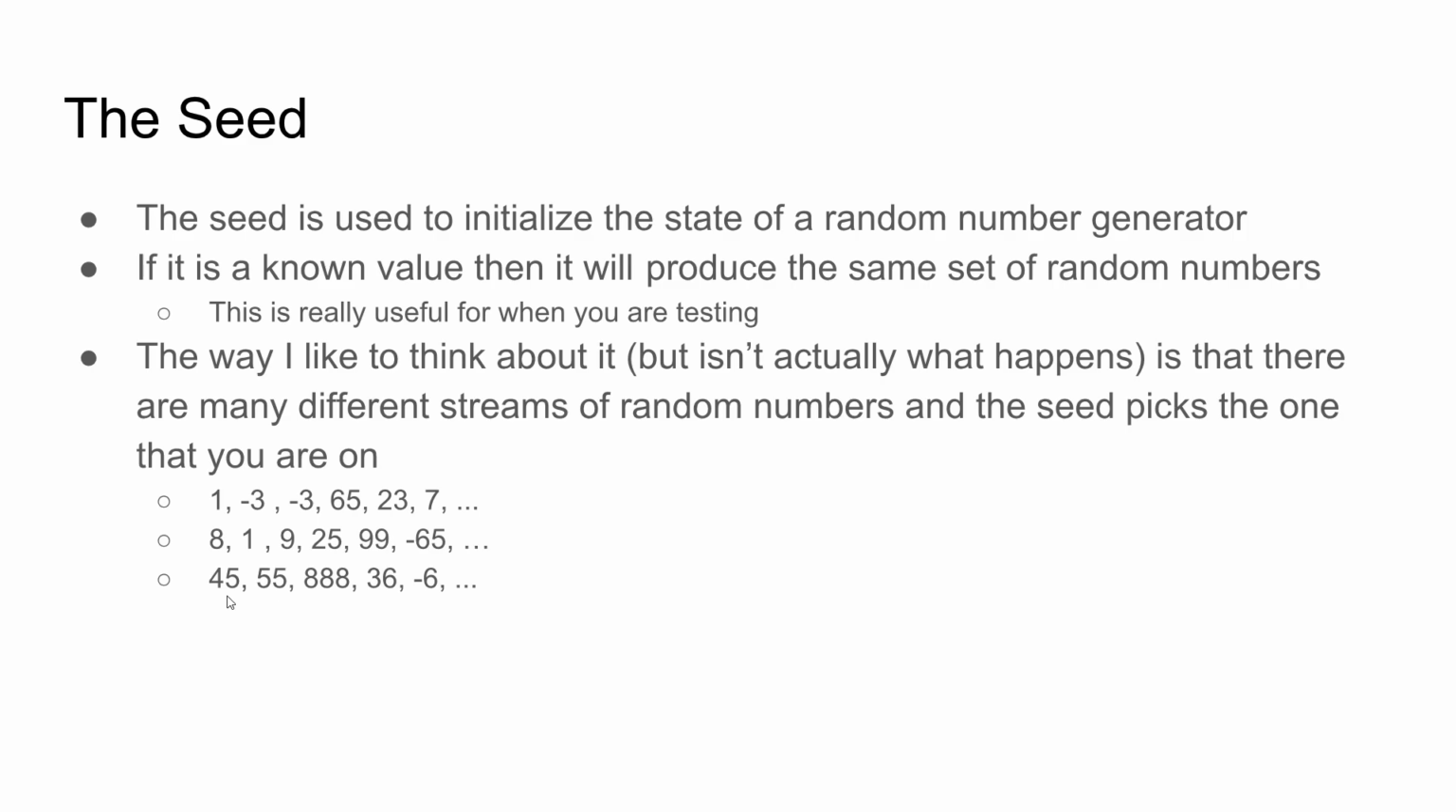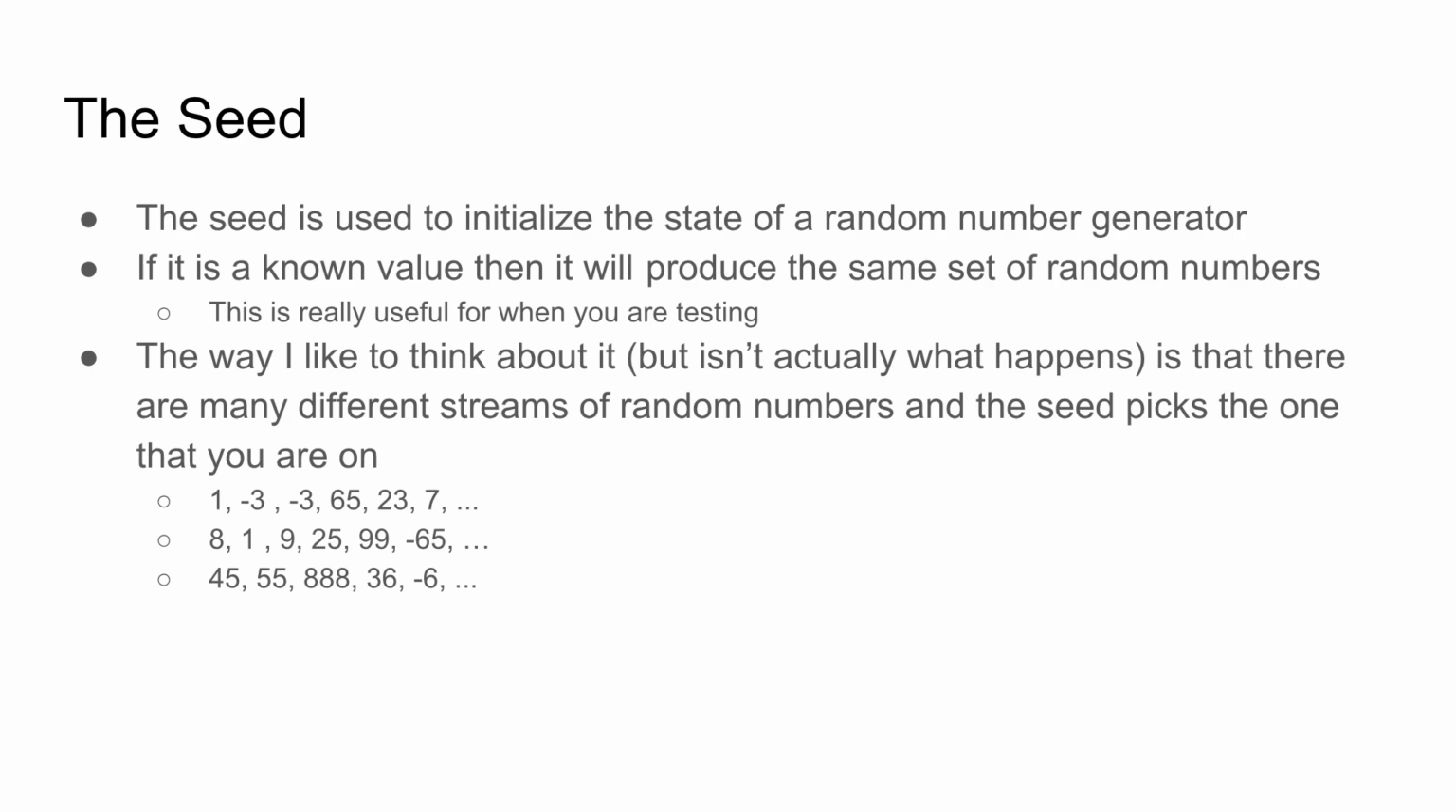As long as you seed it with that same value, you're going to start at the beginning of that stream of random numbers. So if we seed it with 85 again, we end up back here at the beginning of this stream, 45 again. And we get that same sequence of random numbers every single time. Does that make sense? Yeah.